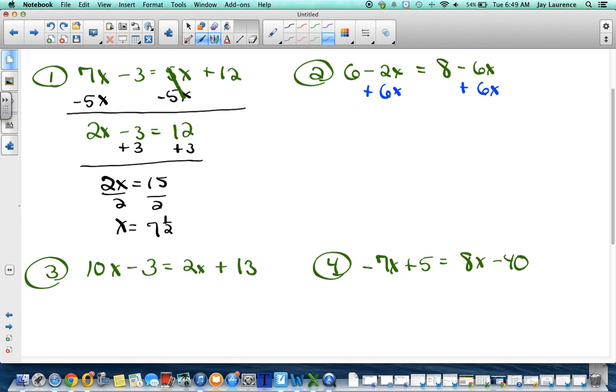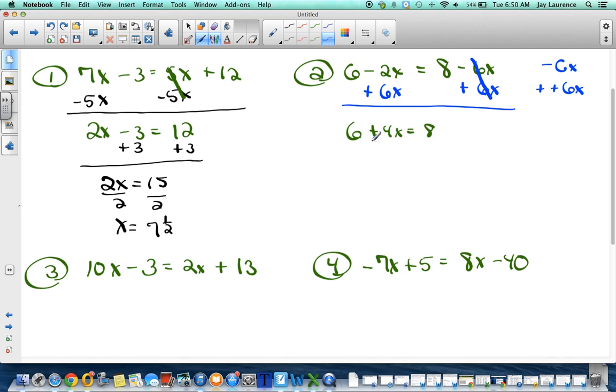Wait a minute, Mr. Lawrence, you said you were going to subtract or take away. Well, I did. I took away a negative, right? Taking away a negative is like adding a positive. So what I had was -6x minus a -6x. And taking away a negative is like adding a positive. So these are going to cancel. Over here on the left-hand side, I'm going to get 6 plus 4x, and that's going to equal 8.